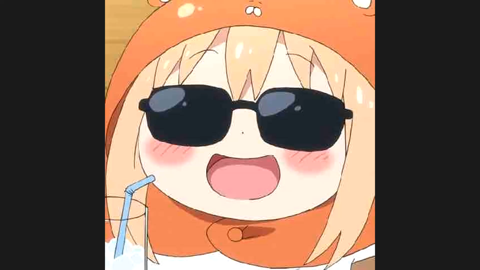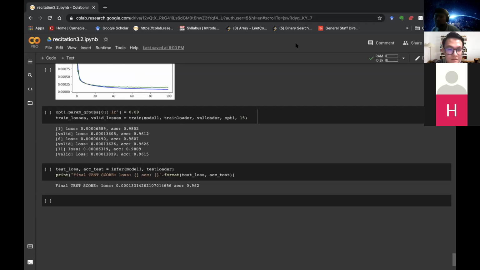Okay. Thank you. So I have a question in terms of the evaluation. So you declare the model.eval. So do we still need to declare that with no grad, this function? Do we need to use them both, or just use no grad, or just use eval?